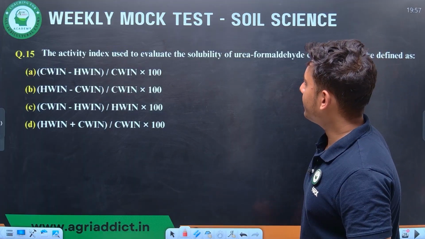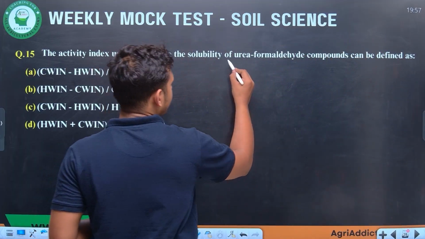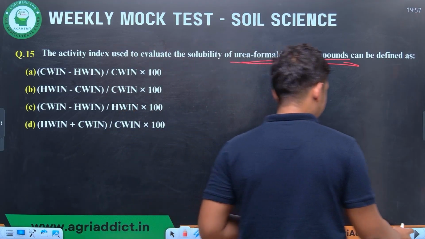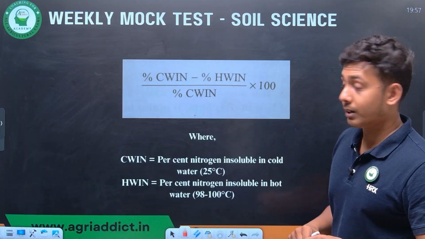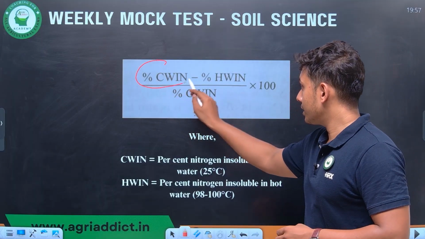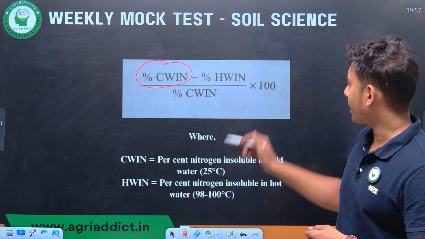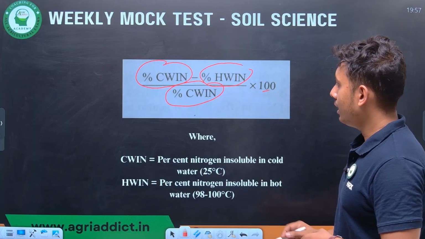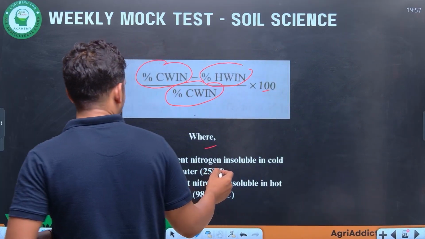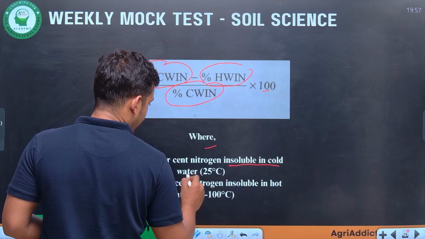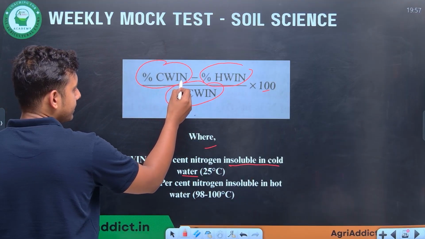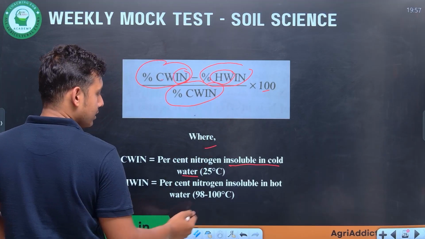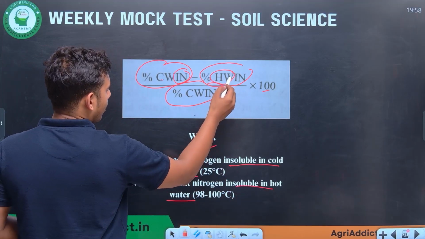Now comes the activity index used to evaluate the solubility of urea formaldehyde compounds. This equation you have to definitely remember. A direct question comes: it is the percentage of CWIN minus the percentage of HWIN, divided by the percentage of CWIN, times 100, where CWIN is the percent nitrogen that is insoluble in cold water, and HWIN is the percent nitrogen insoluble in hot water.